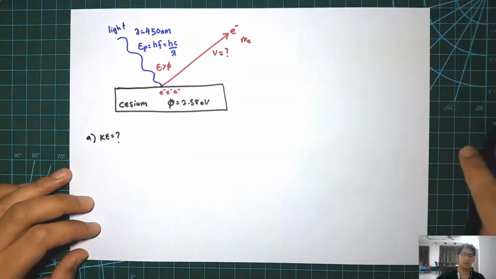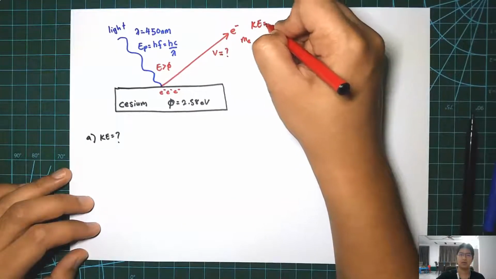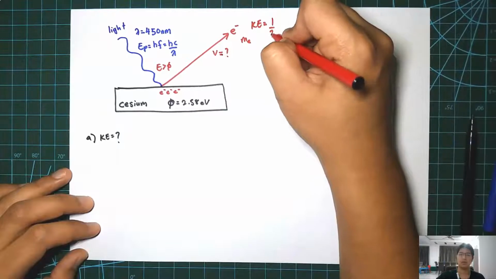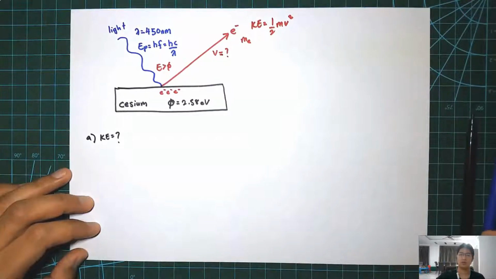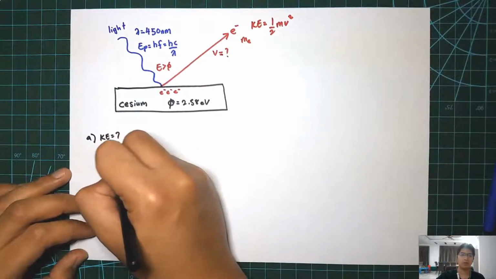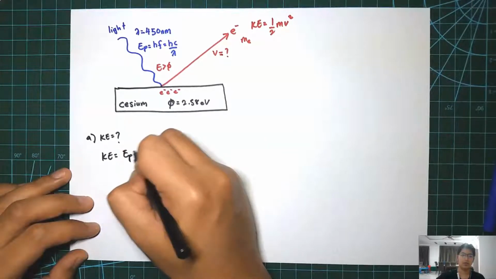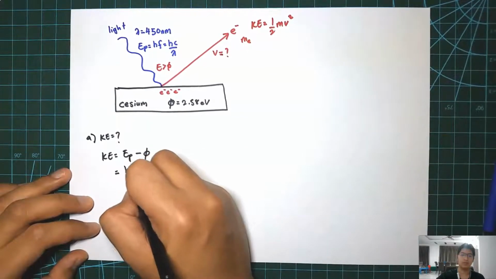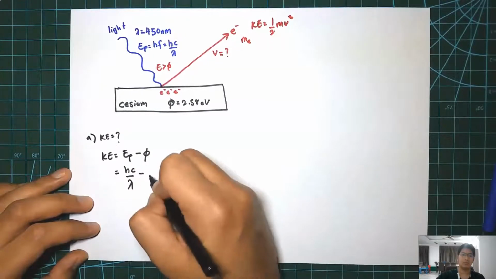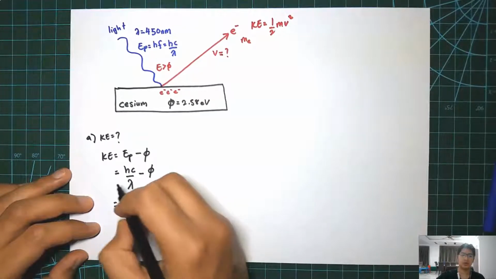For A, you need to calculate the kinetic energy. The kinetic energy of the electron can be calculated from this equation: kinetic energy equals half the mass of the electron times the speed of the ejected electron squared. But now you need to calculate the kinetic energy by using the energy of the photon and the work function of the metal, in this case cesium. So energy of photon minus the work function: hc over lambda minus the work function of the cesium.